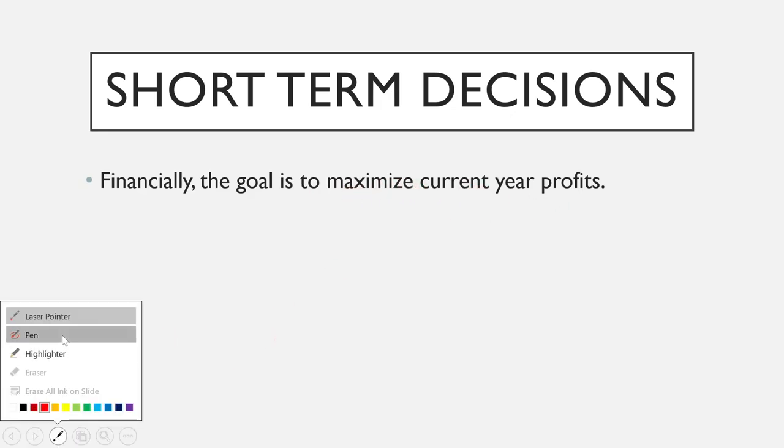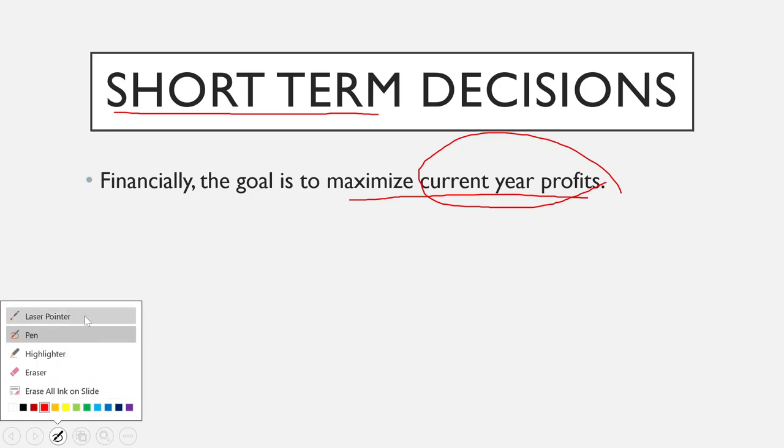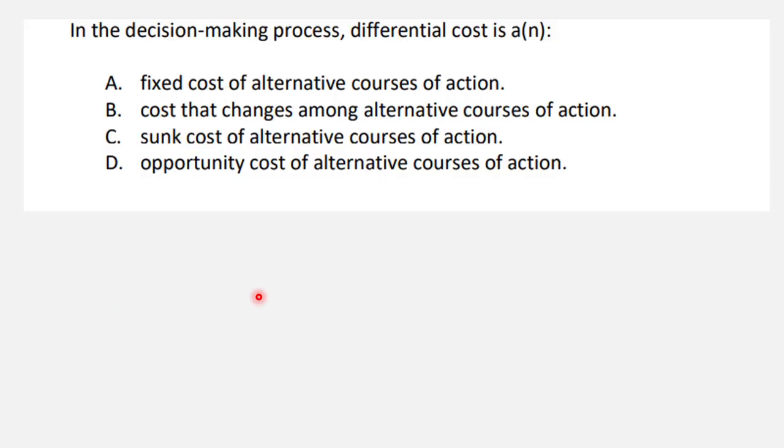Okay, ano yung short-term thinking? Pag short-term thinking tayo, ito lang yung goal natin: maximize the current year profits. That's the meaning of short-term decisions. So, if we are into short-term decisions, financially, the goal is just to maximize the current year profits.